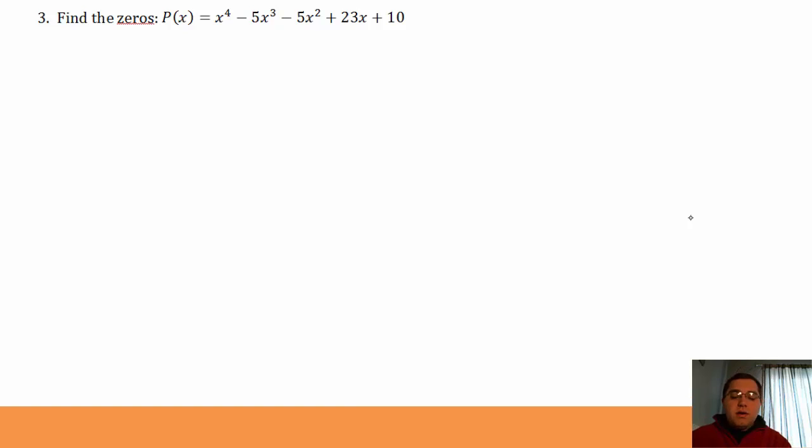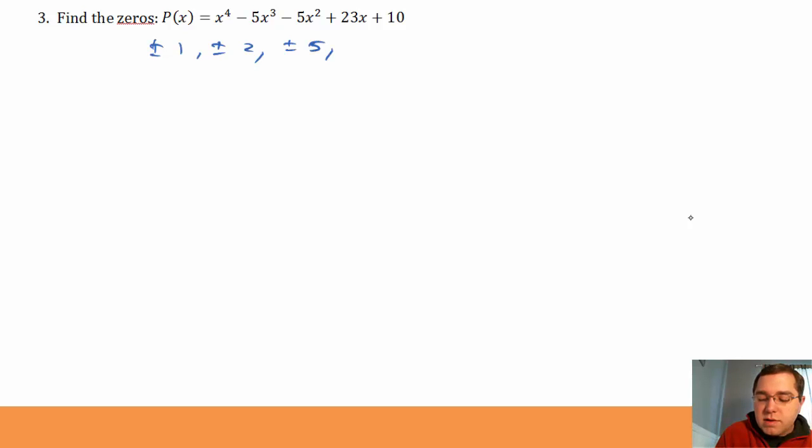Now let's find all the zeros of this polynomial. It's a 4th degree polynomial. It has 5 terms. No way I'd be able to factor that. So instead, I'll use the rational zeros theorem and find possible rational zeros. They're going to be factors of 10 divided by factors of the leading coefficient, which is 1. So just factors of 10, which are plus or minus 1, plus or minus 2, plus or minus 5, and plus or minus 10. So 8 possible numbers.